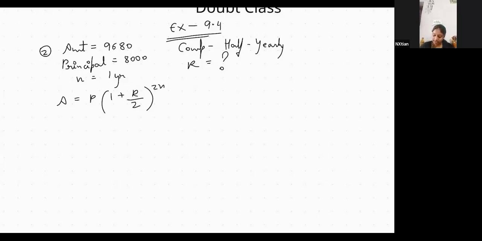So amount is 9680. 9680 equals 8,000, my principal, times 1 plus R by 2, we don't know R, raised to the power 2. Because n is 1, so 2 times 1 is 2. Now this 8,000 we can take here below 9680, because we take variables on one side and numbers on the other side.